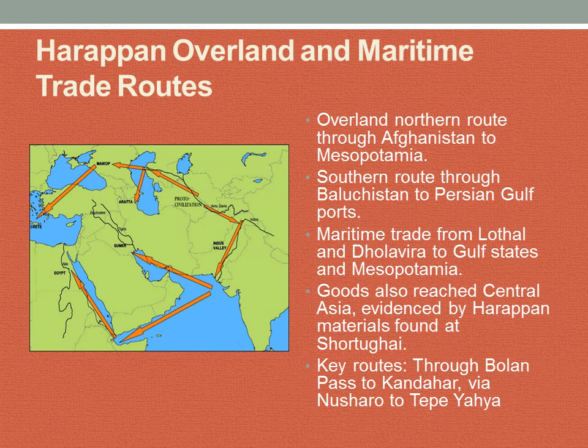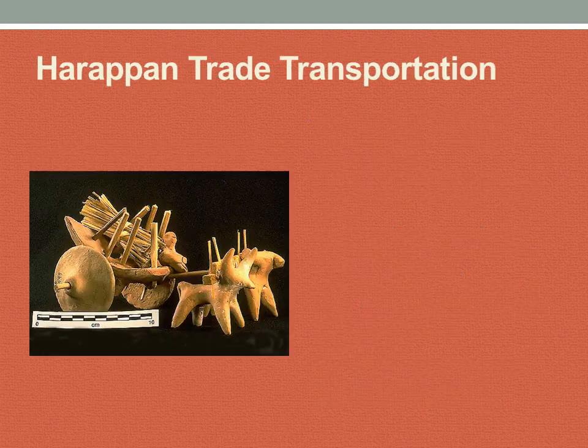The key routes included through Bolan Pass to Kandahar and via Nausharo to Tepe Yahya. So these are the main trade routes which the people of the Indus Valley followed in order to spread their influence all over the then known world.